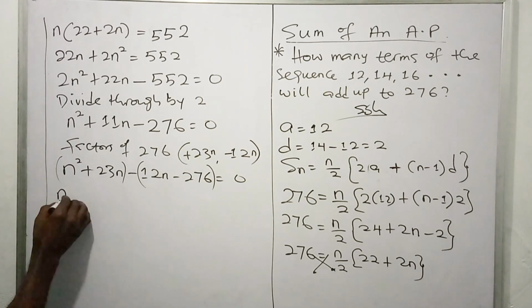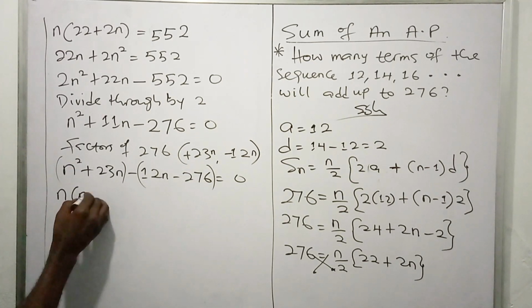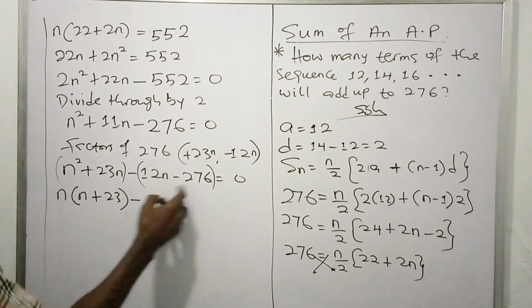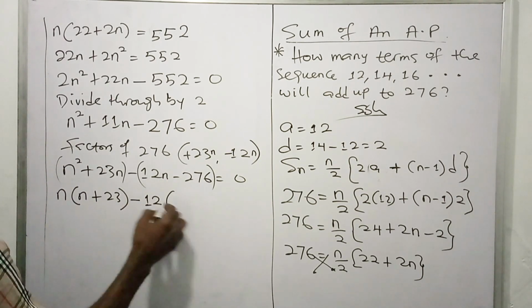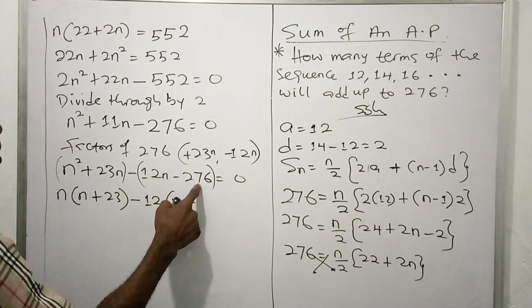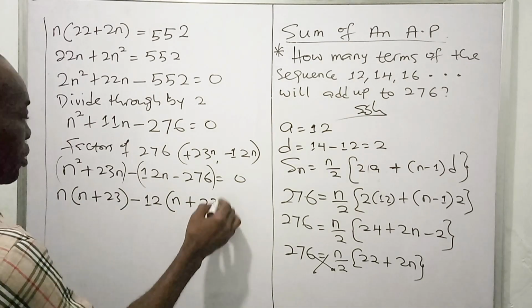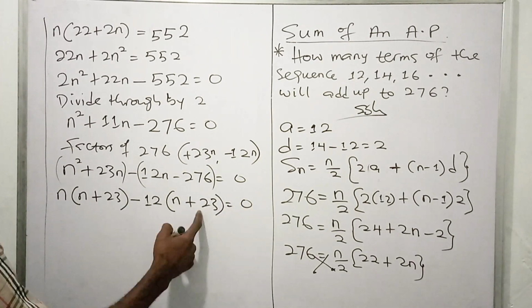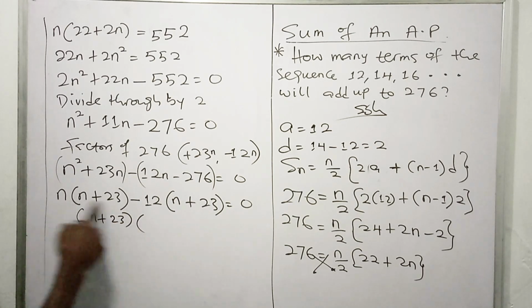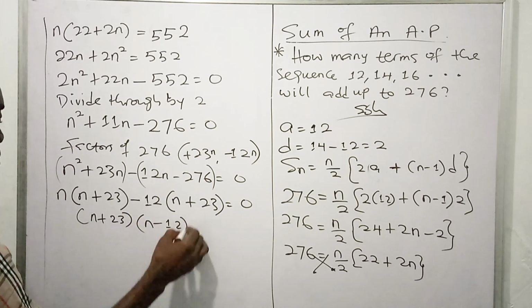What's common here is n. n into this is n, plus n into this is 23. Common factor here is 12. 12 into this is n. Negative will give us positive. 12 into 276, if you divide, you're going to have 23, equals 0. Now what you have in the bracket is the same, so that's n plus 23. Then enclose the one you don't have in the bracket, which is n minus 12.